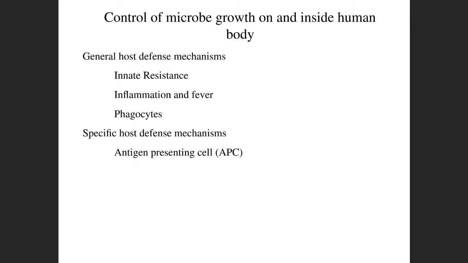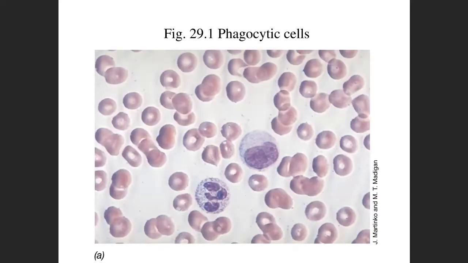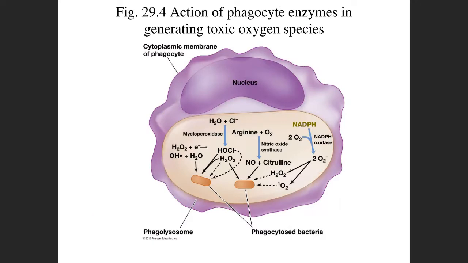Now the macrophage is actually functioning in both the general defense mechanism and the specific. And so the macrophage is also considered an antigen presenting cell, APC. Here is an example of the red blood cell, this is a monocyte, and different cell types.